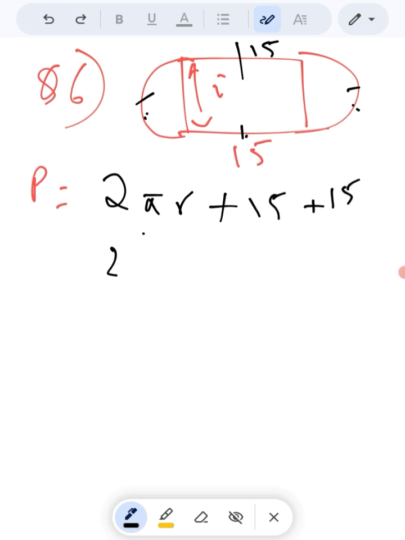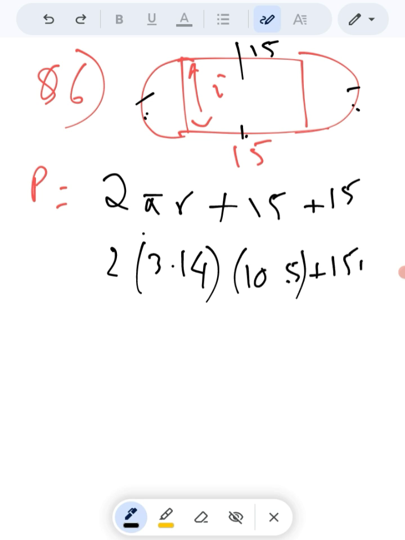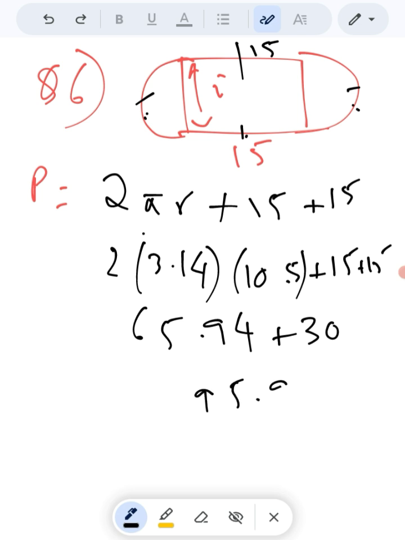Okay, now 2 pi is your 3.14, you can take 22 upon 7 as well, no issues. Radius was your 10.5, plus 15 plus 15, or if you want to write 30, go ahead. Now 2 multiplied by 3.14 multiplied by 10.5 makes your answer 65.94, plus 30. Now 65.94 plus 30 makes 95.94 as your final answer. I hope it's clear to you all.